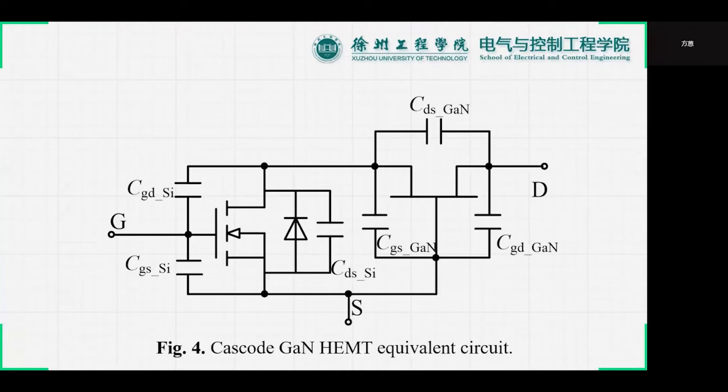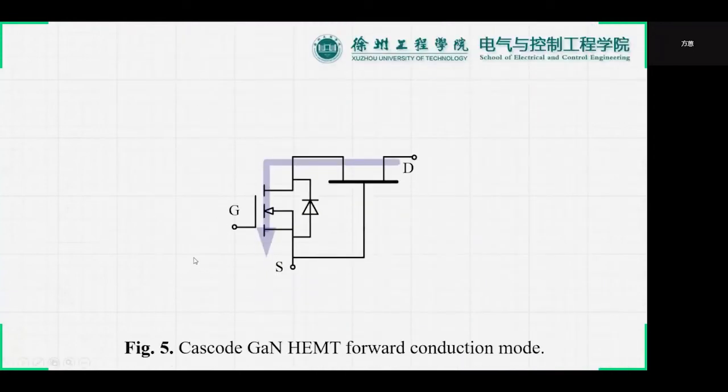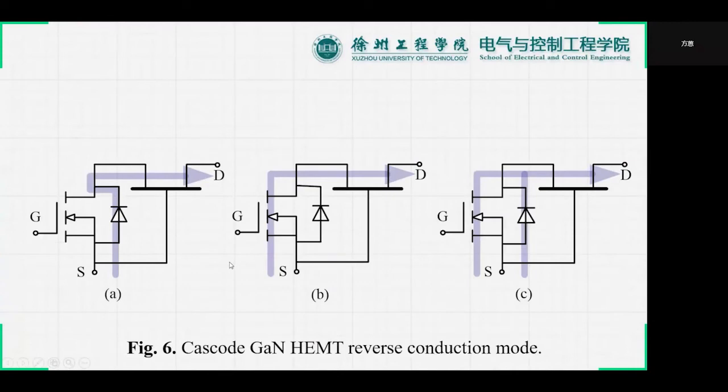According to the common gate and common source structure of Cascode gallium nitride HEMT, its different working modes are analyzed. In order to study its working principles in the different working modes, the equivalent circuit model of Cascode gallium nitride HEMT is given in Figure 4. And forward and reverse conduction modes of the Cascode gallium nitride HEMT are analyzed as shown in Figure 5 and Figure 6.